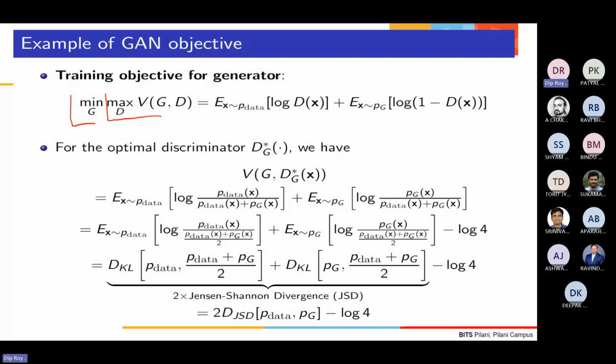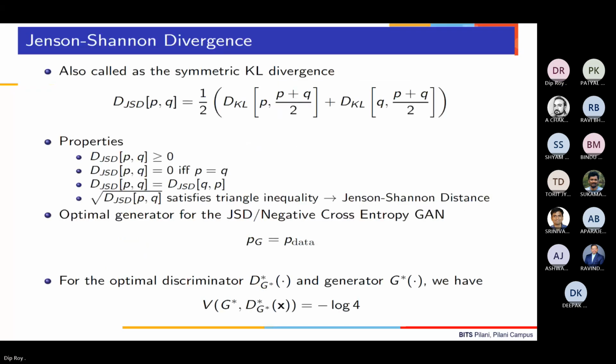However, in this case, it is basically the Jensen-Shannon divergence. So you can see, if you see this last line, for the optimal discriminator, which is D star G, and generator G, we have this particular thing equal to minus log of 4.